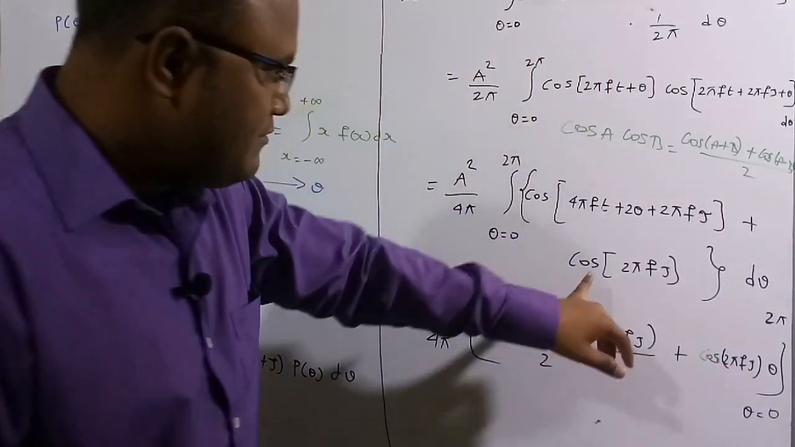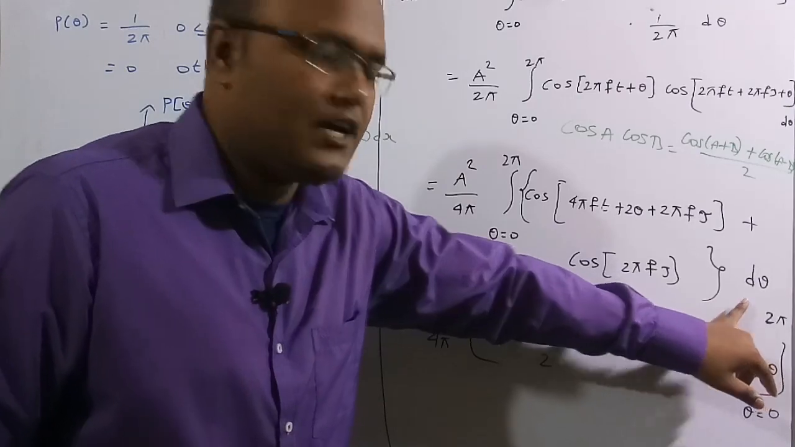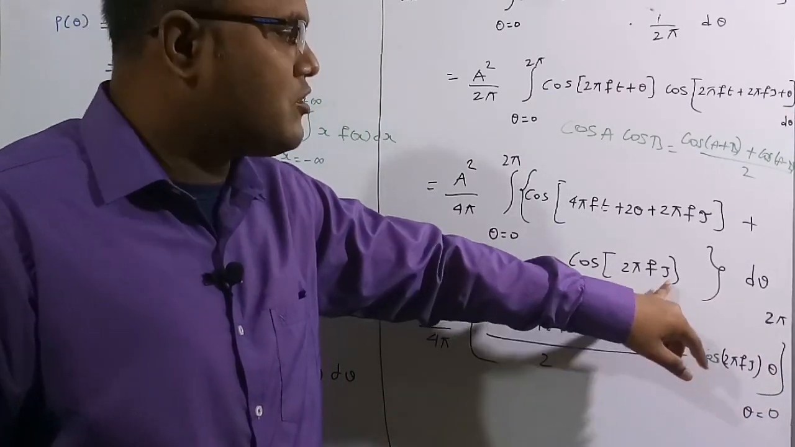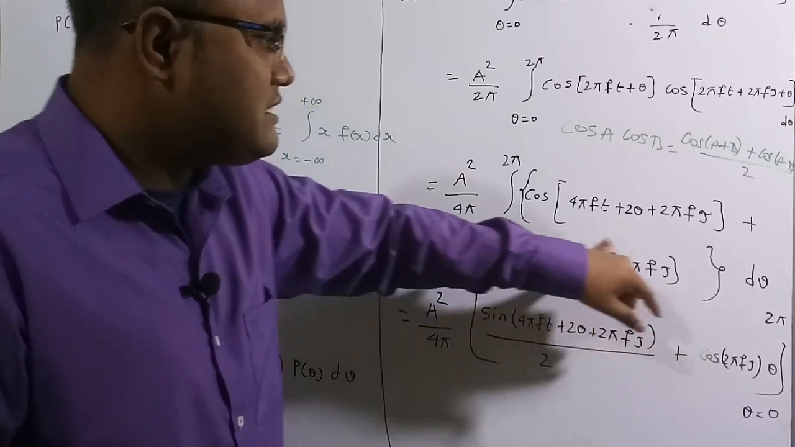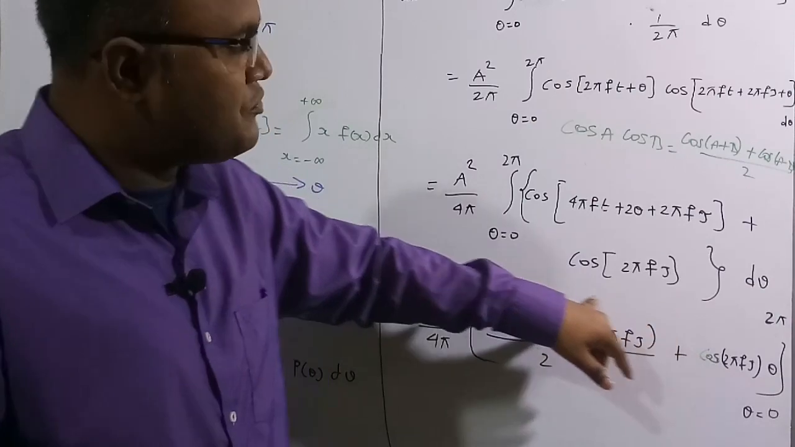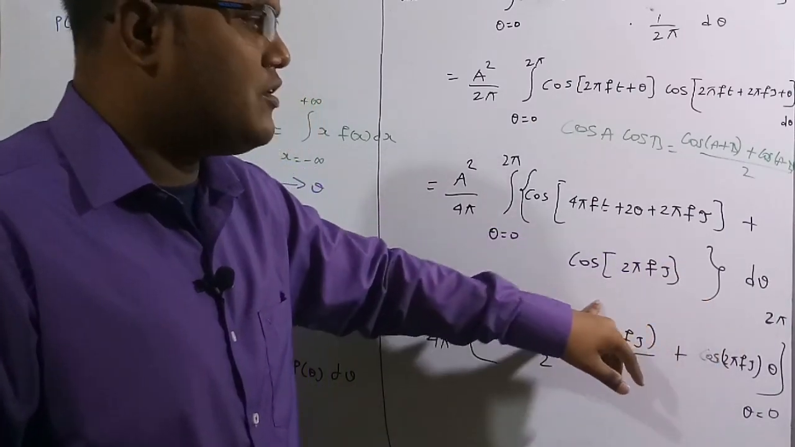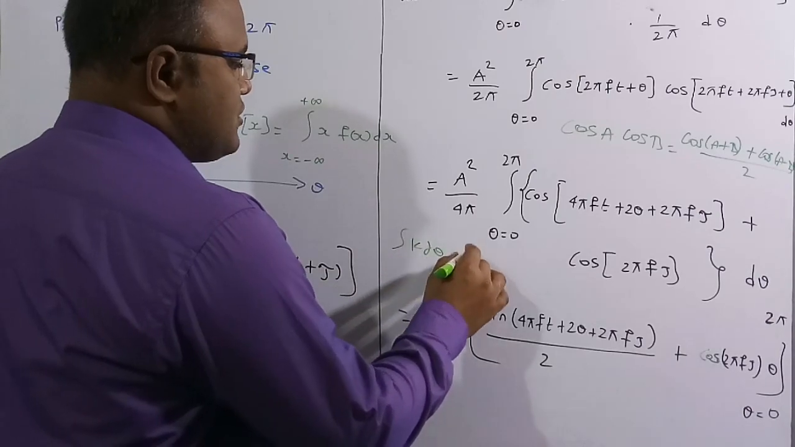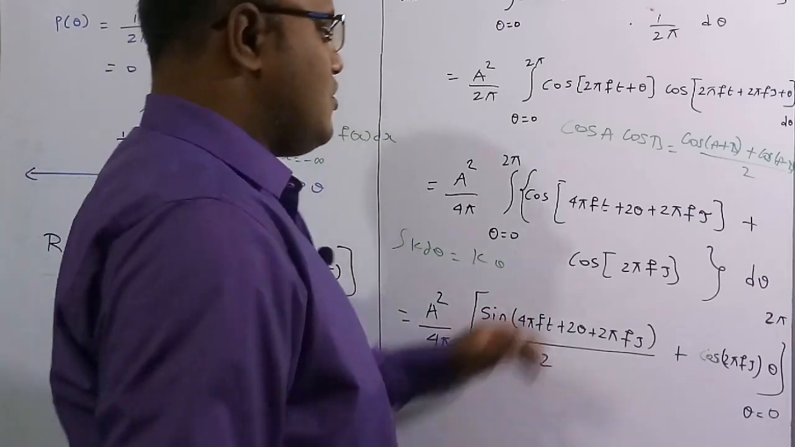Here cos is a constant, since we are doing integration with respect to theta. f and tau are independent variables or constant values, so this is treated as a constant, because it is not a function of theta. The integration of any constant k times d theta is equal to k times theta. So here k is cos 2 pi f tau.